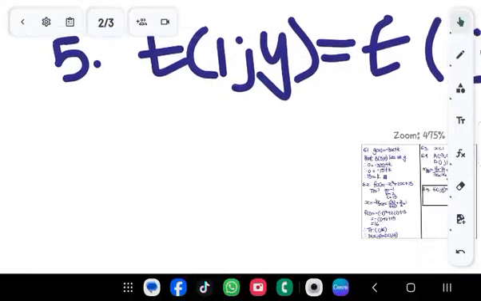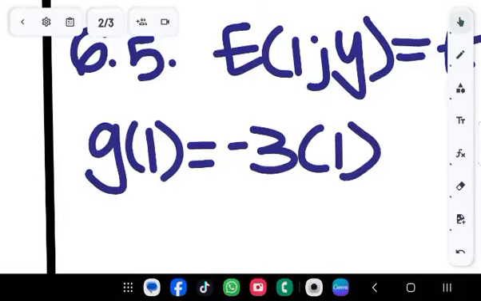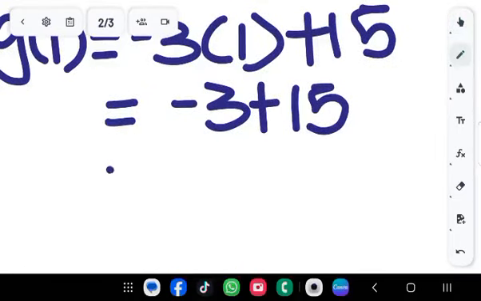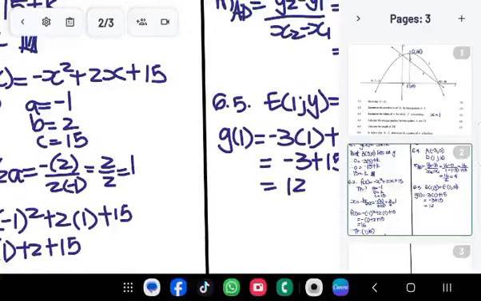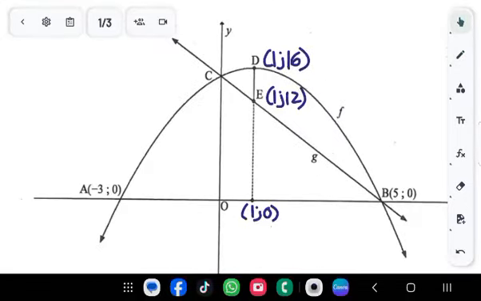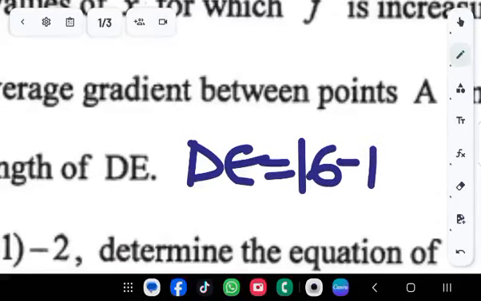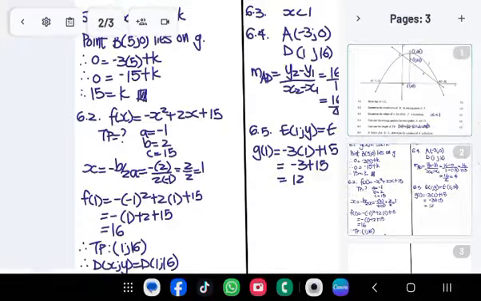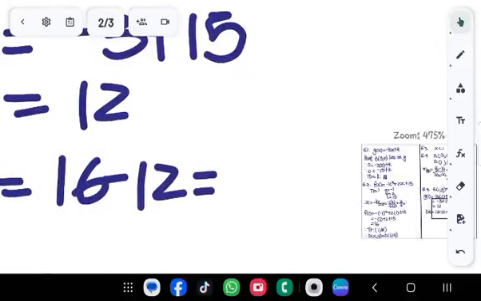In order to find the y coordinate, because that point lies on the straight line g, we need to find g of 1, meaning that we substitute. That equals minus 3 plus 15, which gives us 12. Therefore the y coordinate of that point is 12. So E is (1, 12). Now DE is simply 16 minus 12, which gives us 4 units. And that is the answer. So DE equals 16 minus 12, which equals 4 units.